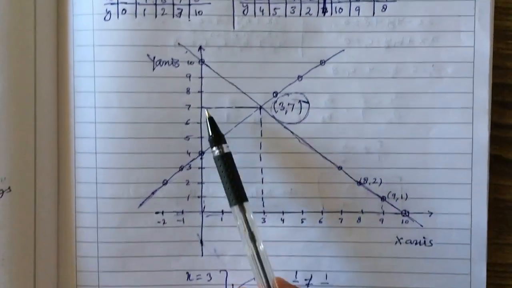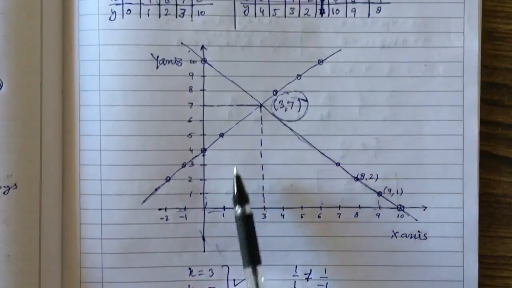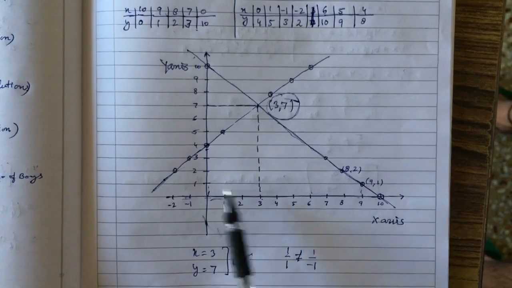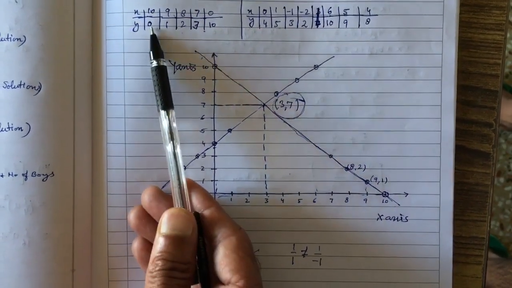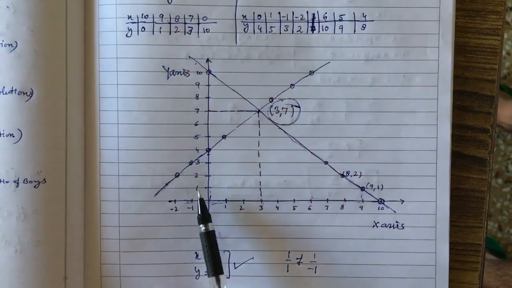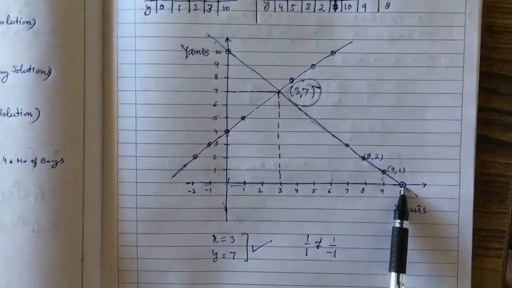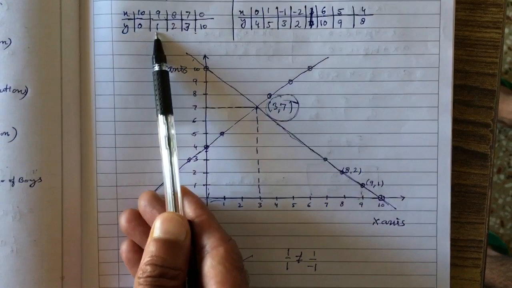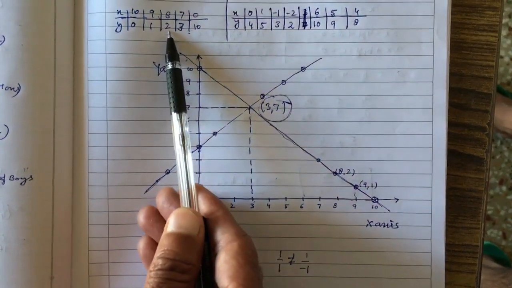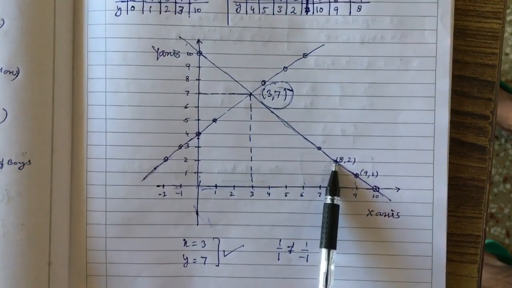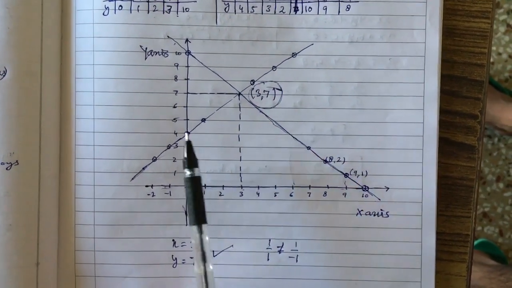Now draw the graph of these two equations. This is the x-axis and this is the y-axis. Now plot the points. First point is (10, 0), which means on the x-axis. This is the point (10, 0). Second point is (9, 1). This is (9, 1). Third point is (8, 2). This is (8, 2). This is (7, 3), and so on.